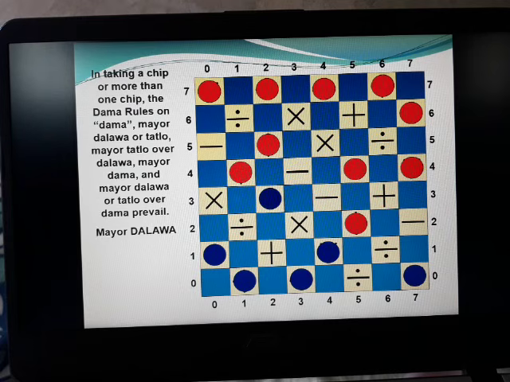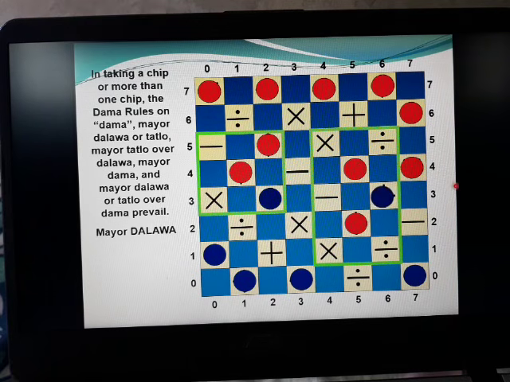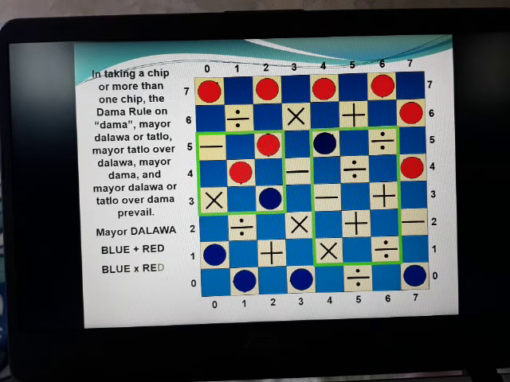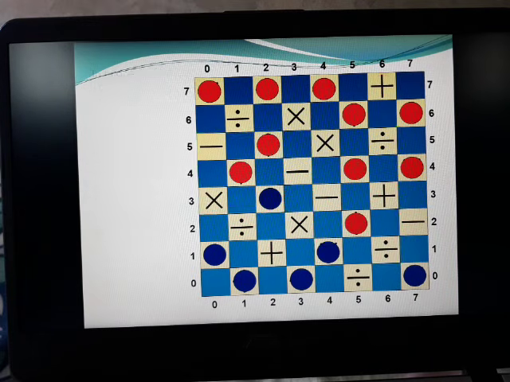So in taking a chip or more than one chip, the Dhamma rules: Dhamma over mayor dalawa or tatlo, mayor tatlo over dalawa, mayor Dhamma, and mayor dalawa or tatlo over Dhamma prevails. So mayor dalawa, for example, this one. Blue chip takes 2 red compared to a blue chip takes 1 red. Mayor dalawa. Blue plus red, and then another is blue times red.